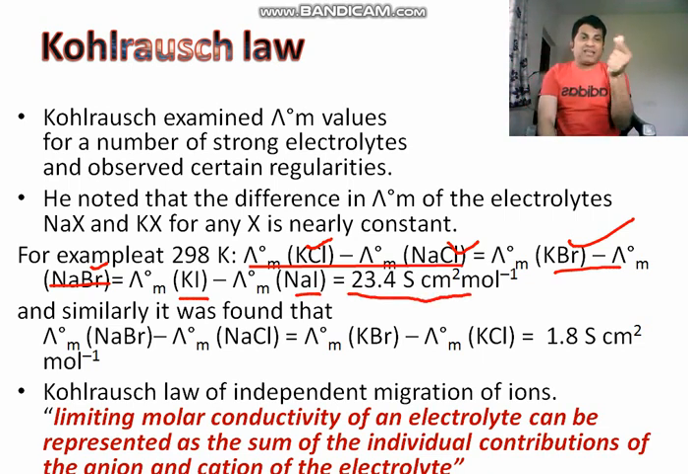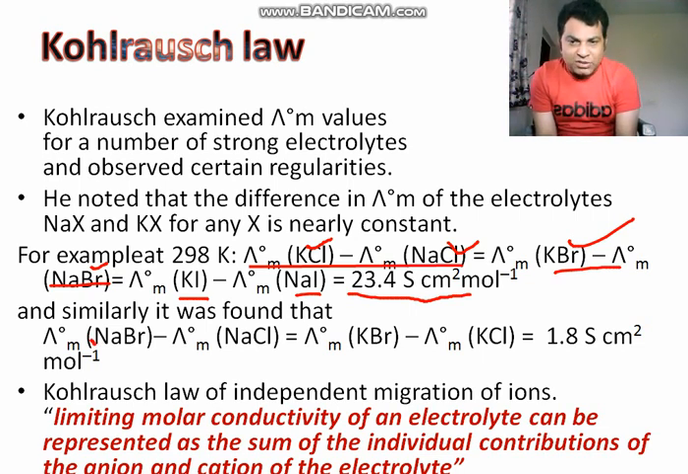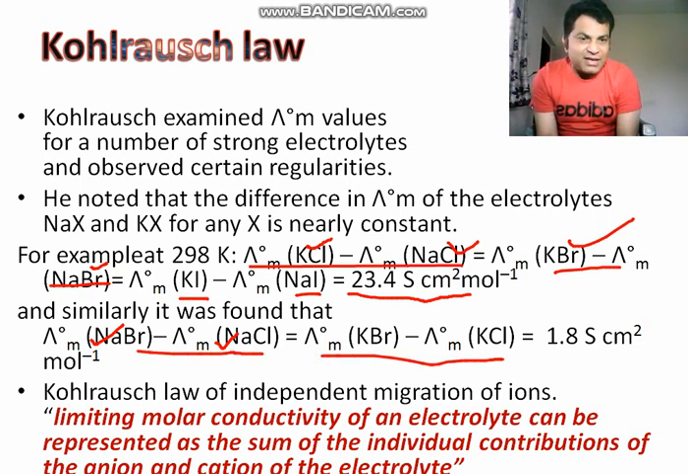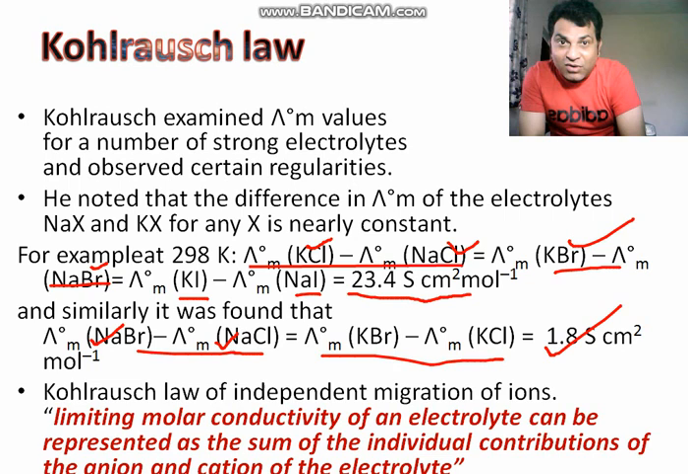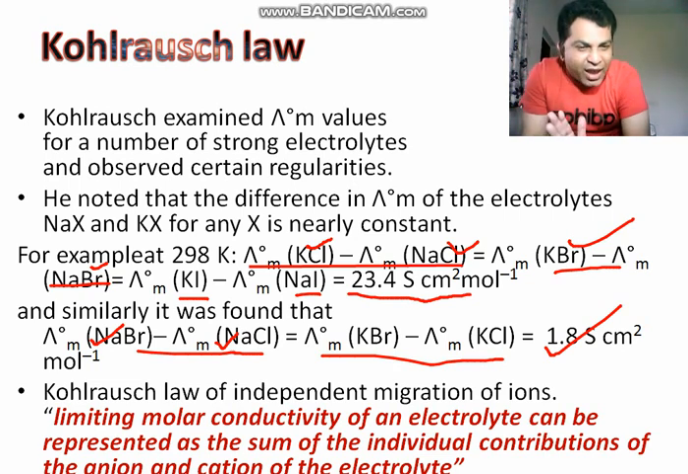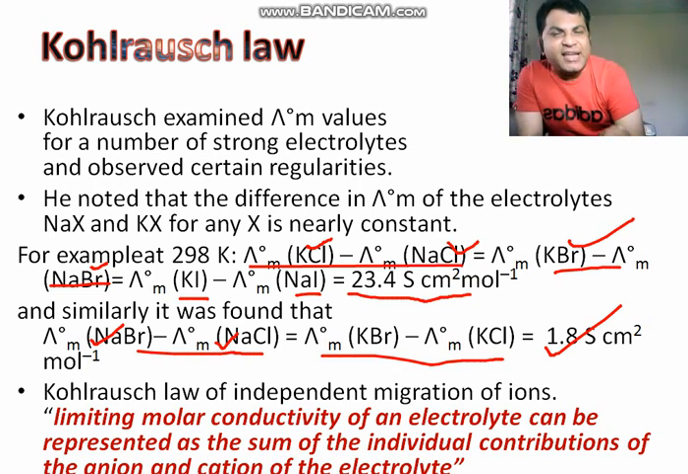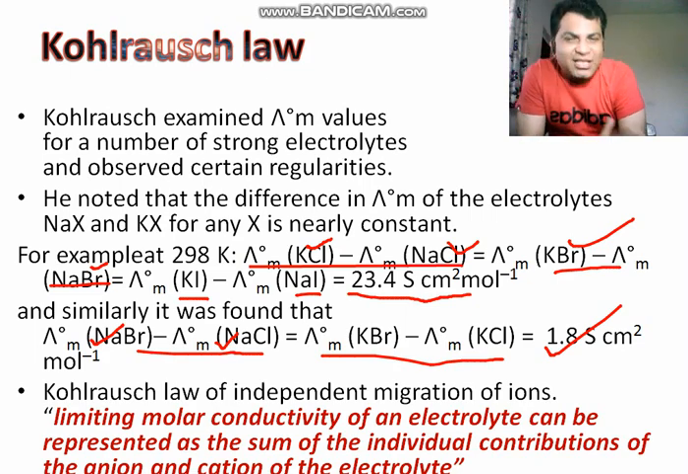What values of difference came for both? 20.3. Now what has he done? He kept the positive ion the same and changed the negative ion. Check out this. The negative ion was changed and the positive ion shared, so the answer also came fixed for all. So according to this, he made one rule, and that rule is known as the Kohlrausch rule. Okay, the limiting molar conductivity of an electrolyte can be represented as the sum of the individual contributions of the anion and cation of the electrolyte. What is that?